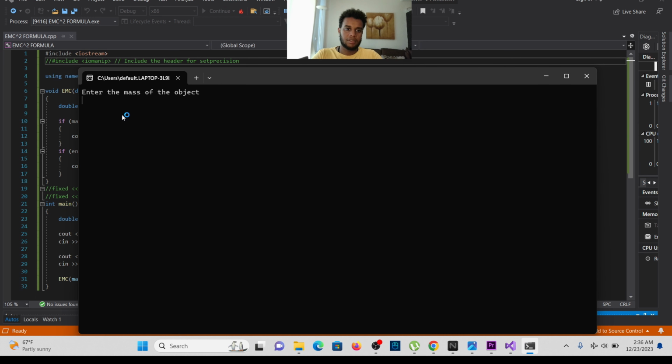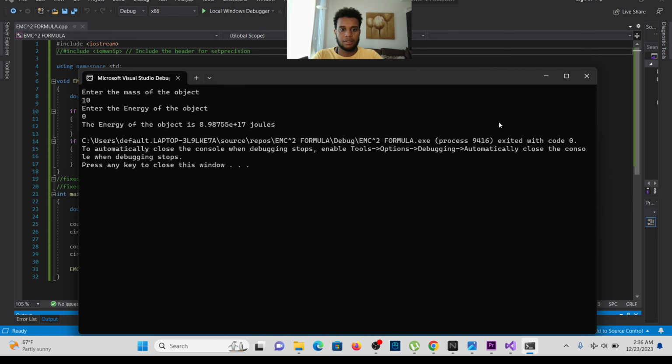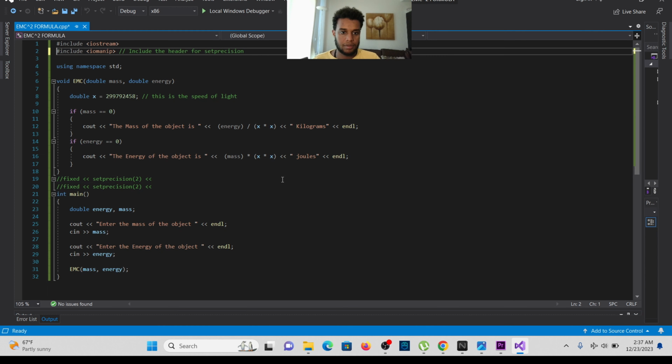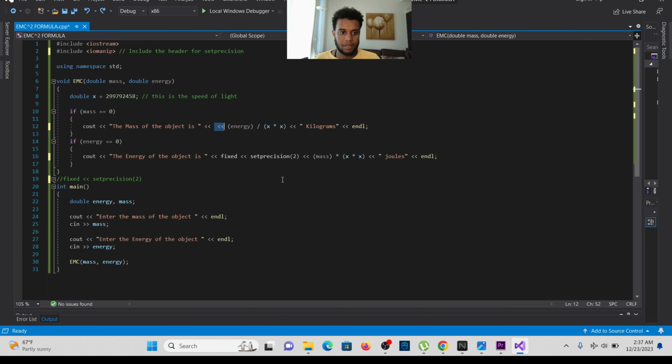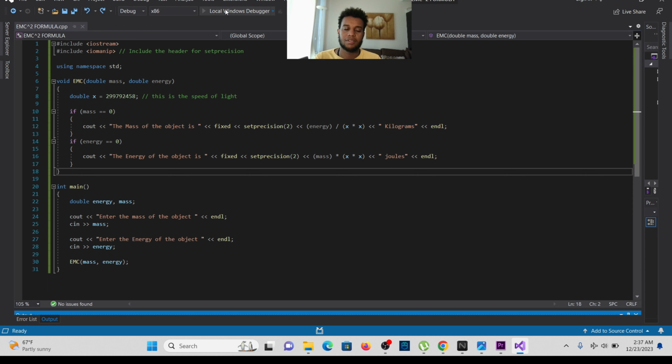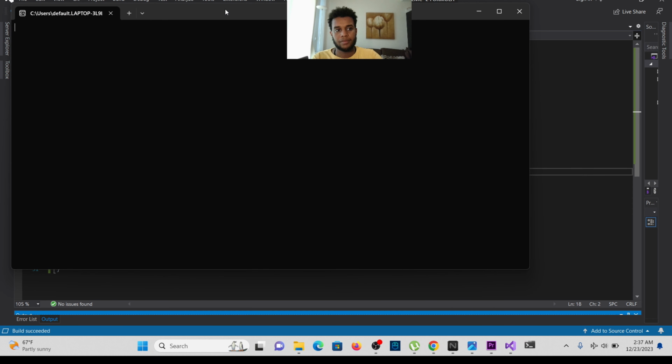So enter mass. Let's say 10. I'm gonna say 0 since we're gonna find the mass. So without the fixed precision, this is how the value will look. We just have a plus 17 because there's like 17 more digits, you know what I mean? But I'm gonna just do this real quick. Just put this back. No point of copying it earlier, but yeah. So now with the fixed precision, this is the difference you're gonna tell.